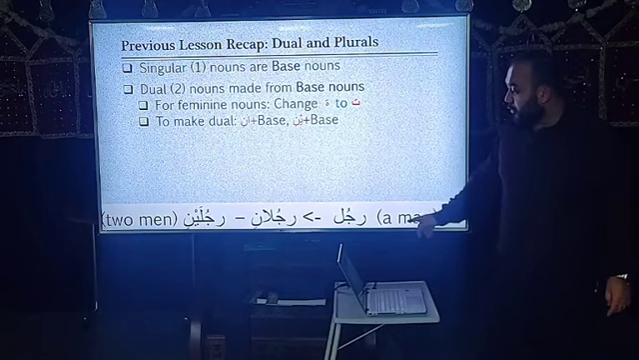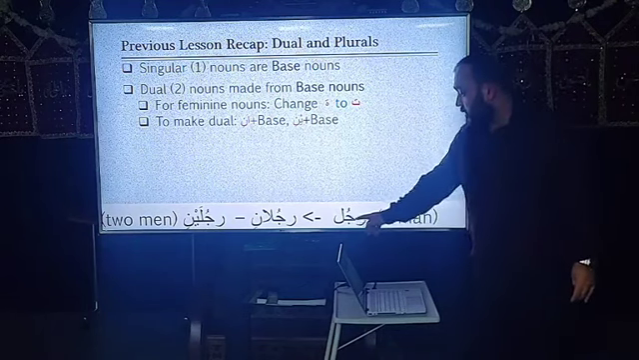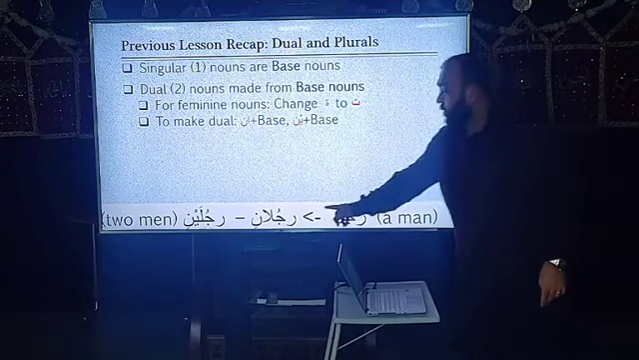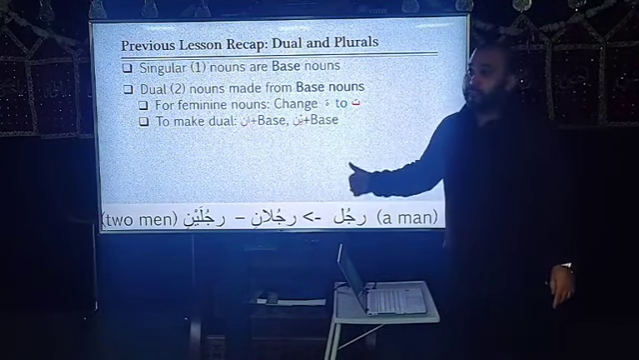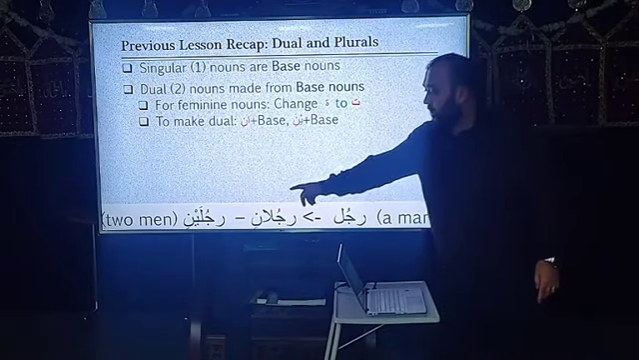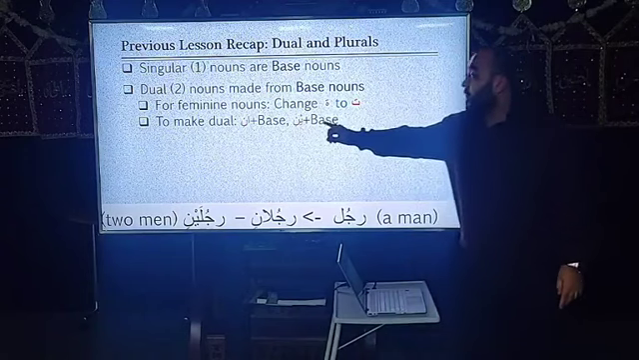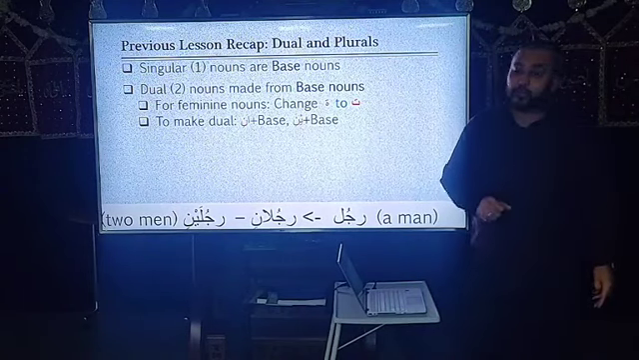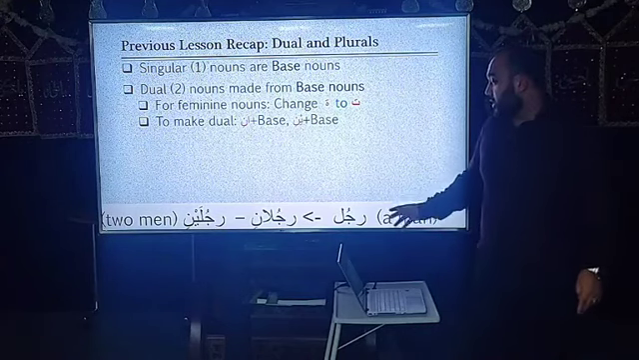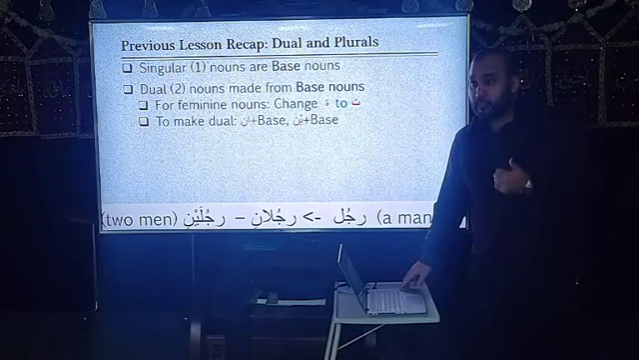For example, you have rajul or rajulun. Rajulun is a man. And if you want to say two men, you say rajulani. So adding alif and nun at the end, rajulani, that makes it two men. Or you can say rajulayni with the ya and nun, that also means two men. So you can have either one of those forms which means two men instead of saying one.